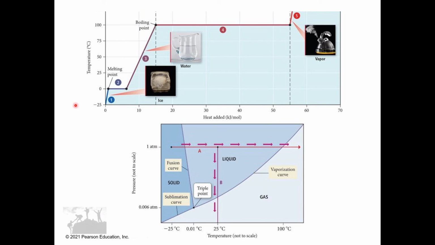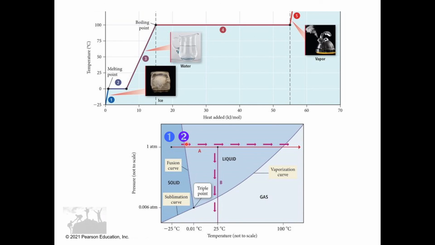Now let's combine what we know about the heating curve of water and the phase diagram of water. We're going to incorporate the 5 different segments here onto the phase diagram. So our first segment, the ice cube is being heated from -25 degrees to 0 degrees. Okay, so that's why we're here in the solid phase. Once we hit the melting point, now the solid is being turned into a liquid. So that's this fusion curve here.